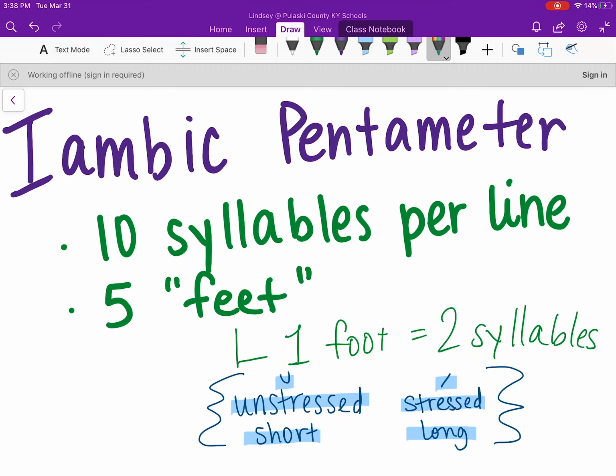Iambic pentameter is 10 syllables per line, which means it has 5 feet, right? So if a line has 10 words in it, and each word is 1 syllable long, then each foot would be 2 words. So a foot is 2 syllables. So if you have 10 syllables and 5 feet, that makes sense, right?